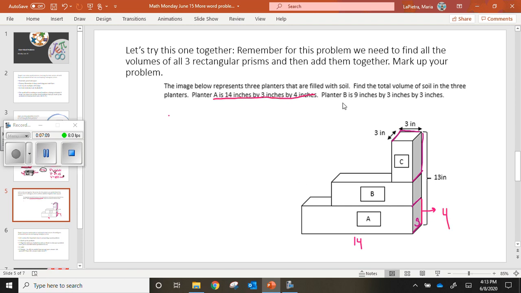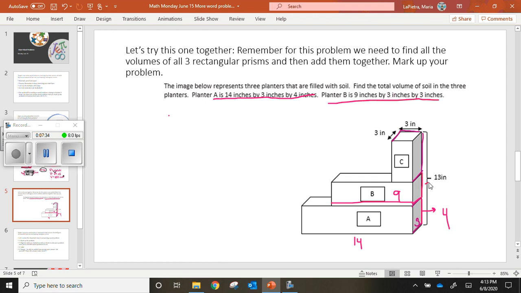And you have B. Planter B is 9 inches by 3 by 3. So from here to here is 9. Okay. And this also is 3, we said. And this going up here is 3.